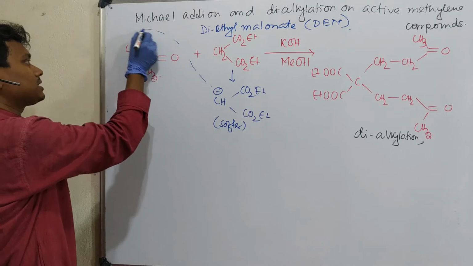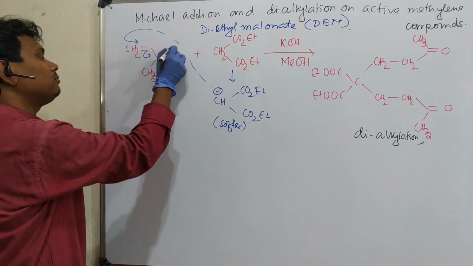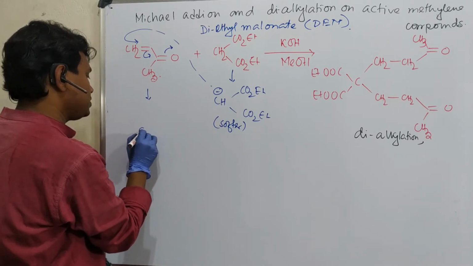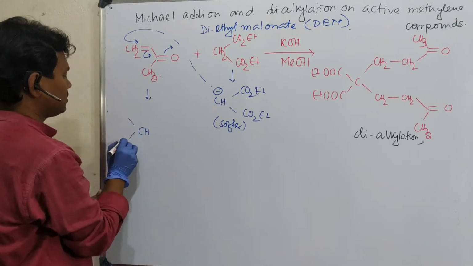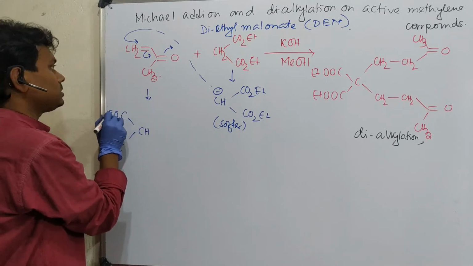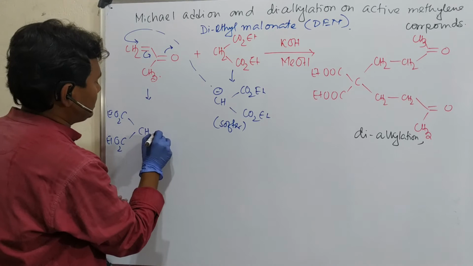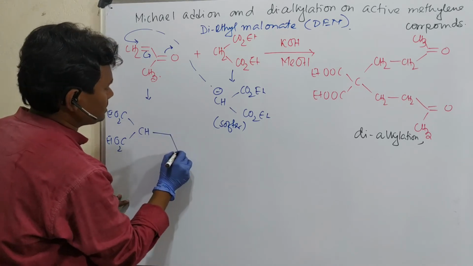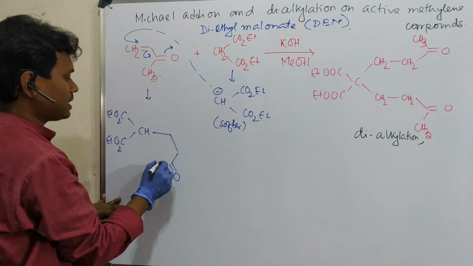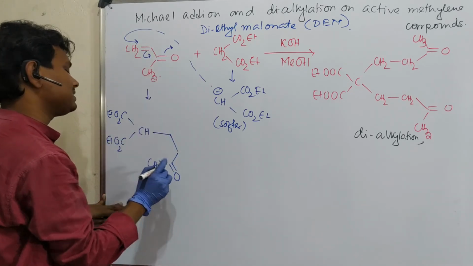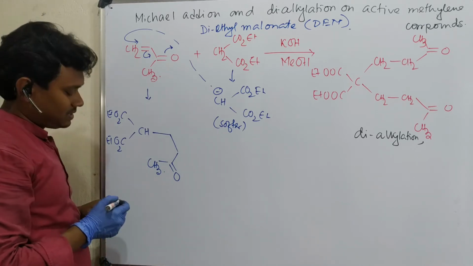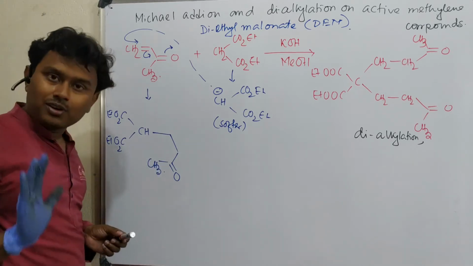So it is expected to attack here, it will come and open. It will result in this CH, CO2Et, this is the CO2Et, and next this is the CH2 after that. I am not writing the detailed mechanism. I have explained it in the previous video, please visit. I don't want to make it unnecessarily long. So this is the product of our Michael addition.